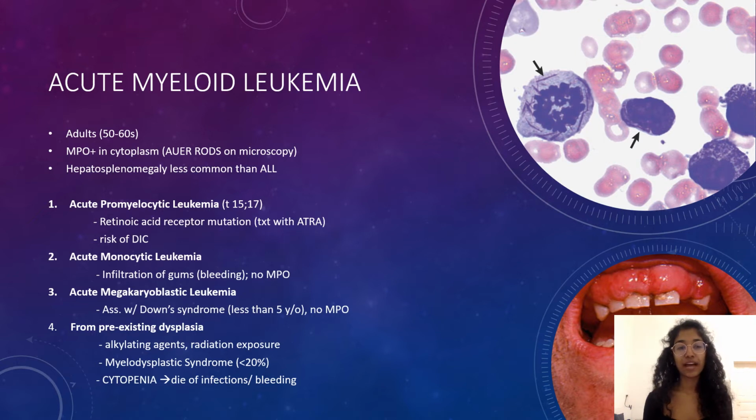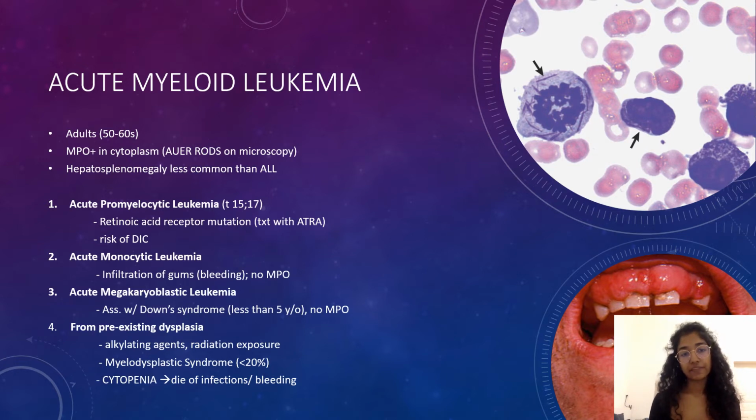And you also have an increased risk of DIC, or disseminated intravascular coagulation. This is because in the promyelocytes you have a large number of Auer rods being present, and these rods can activate the coagulation cascade, which will therefore lead to the development of DIC.